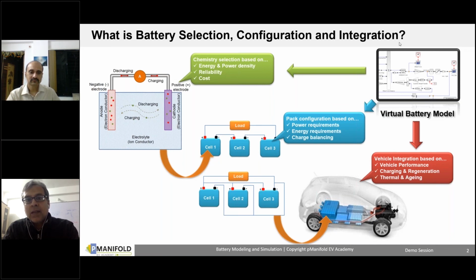P Manifold EV Academy has launched its scholarship. It is available online. We request you to go onto the website and apply for that scholarship, and we will consider your request. There are three different kinds of scholarships. The highest is a full course fee waiver. The second is a 50% course fee waiver, and the third is a 25% course fee waiver.